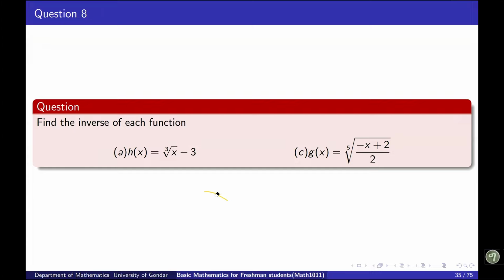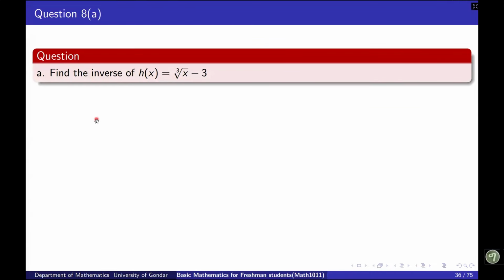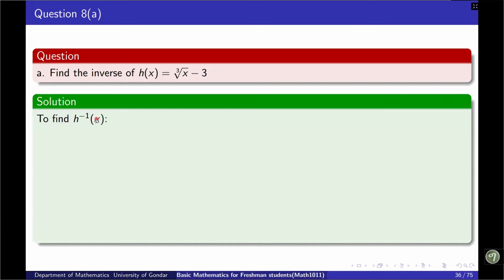Okay, the next one could be question number 8, which is finding the inverse of the given function. So let us start from the first one. The first one is: find the inverse of h of x equal to the cube root of x minus 3. In order to have the inverse of the given function, we have the usual steps, simply around 3 or 4 steps.